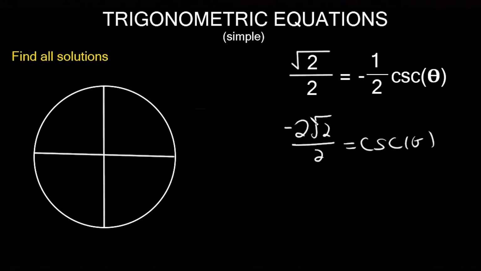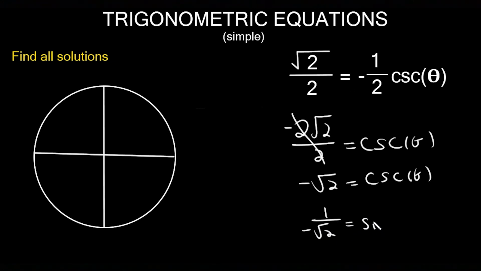Okay? Now what ends up happening here? Well, the 2's will cancel, and I'm left with negative square root of 2 equal to cosecant of theta. Okay? So at this point here, we have cosecant theta isolated, meaning we want to put it in terms of sine, so we're going to have to flip everything. So this negative square root of 2 is now going to become 1 over negative square root of 2, and we know that this is going to be equal to sine theta.